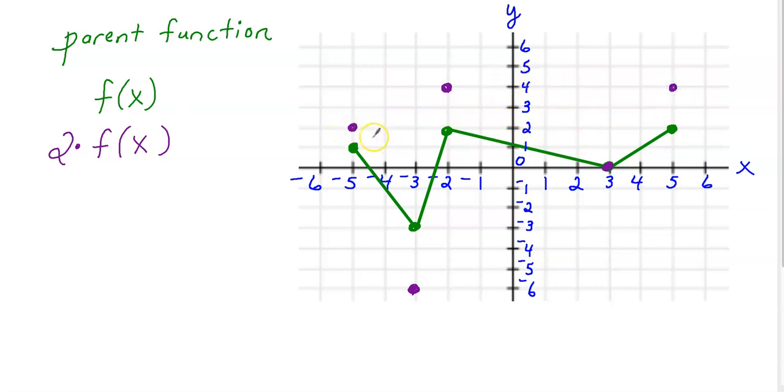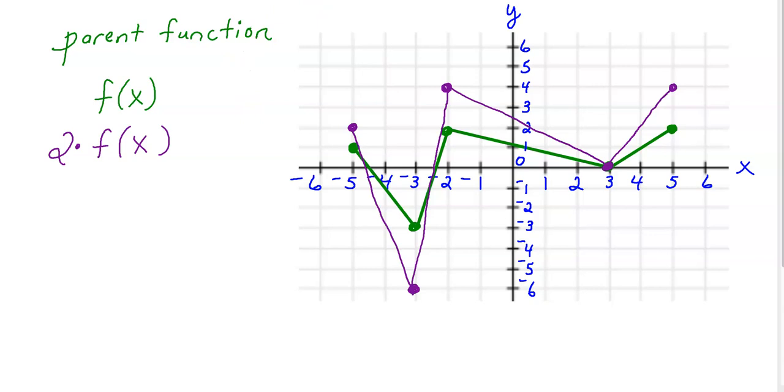And now let's make our new transformed graph. I'll get it as good as I can. Remember, I'm connecting the points from left to right. And the new graph was vertically stretched. It appears skinnier. So let's make sure we're clear on this. F of x represents the green graph. And when I multiply the f of x times 2, it vertically stretches it by a factor of 2, which is the purple graph right here. So I hope you're clear on that.